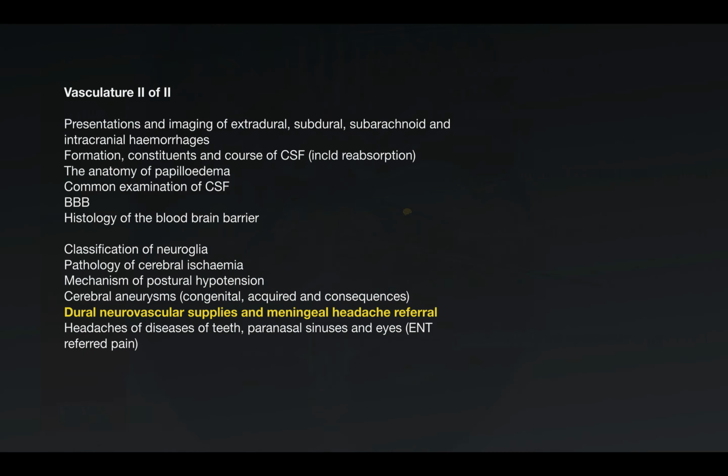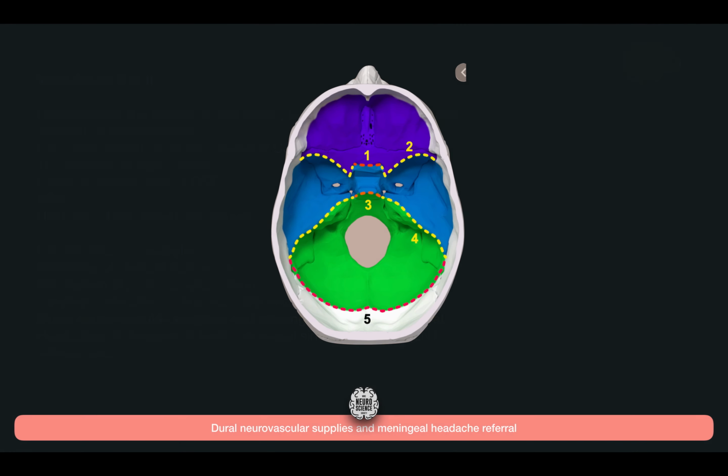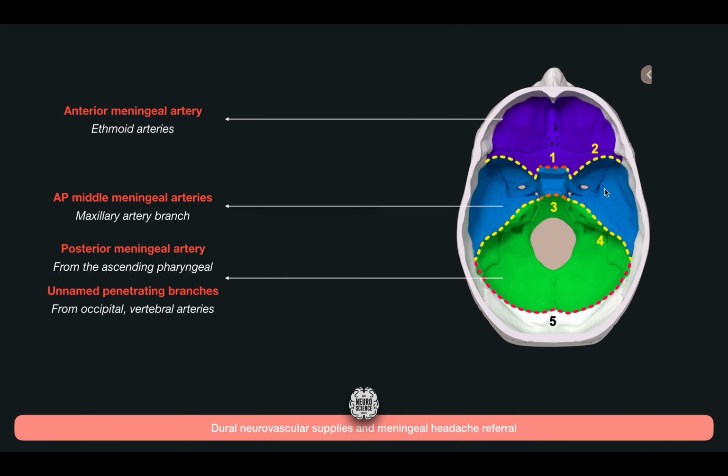Right, so here are the anterior, middle, posterior cranial fossa. What's the blood supply to the dura?